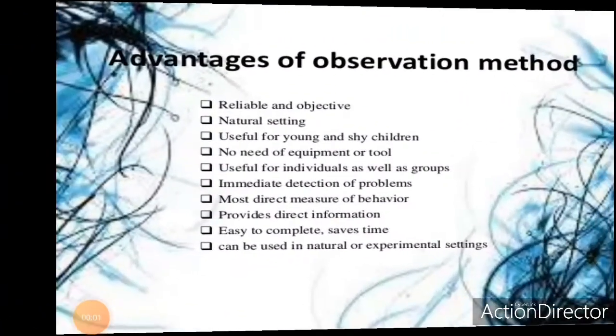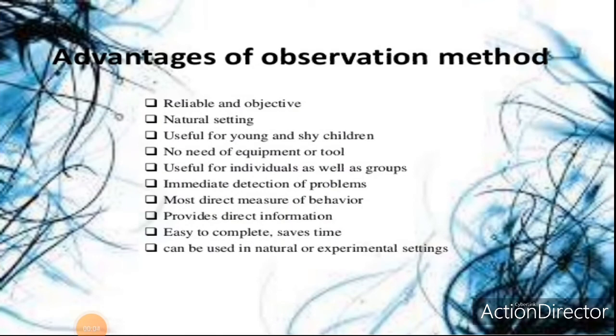Now, we can discuss the important advantages of the observation method. Observation method is one of the most reliable and objective methods. It is possible to conduct it in a natural setting. It is useful for young and shy children. There is no need for equipment or tools in the case of observation. It is useful for individuals as well as groups. Immediate detection of problems is possible in this case. It is the most direct measure of behavior. It provides direct information. This method is easy to complete and it saves lots of time. It can be used in natural or experimental settings.